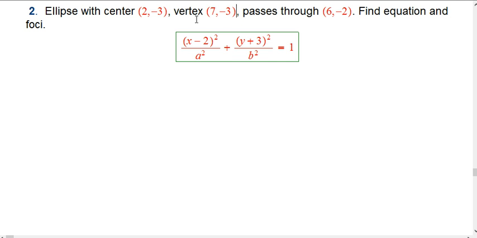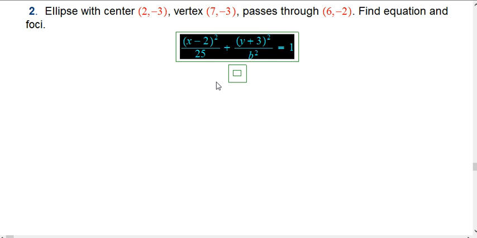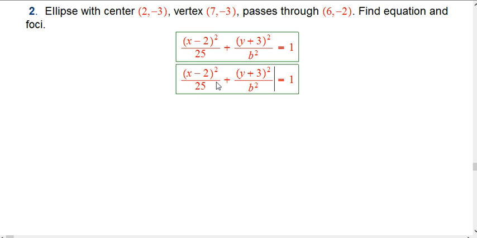Okay, what else do we know? We can see that the vertex is 5 units to the right. They actually are giving us A again here, so I can write that as 5 squared, or I can just write it as 25. And we want to find B. But in this case, they don't give us C, they just give us a random point. That's okay though, because we can just plug that in and do some algebra. Somewhat similar to some problems we did with parabolas. So 6 and minus 2.